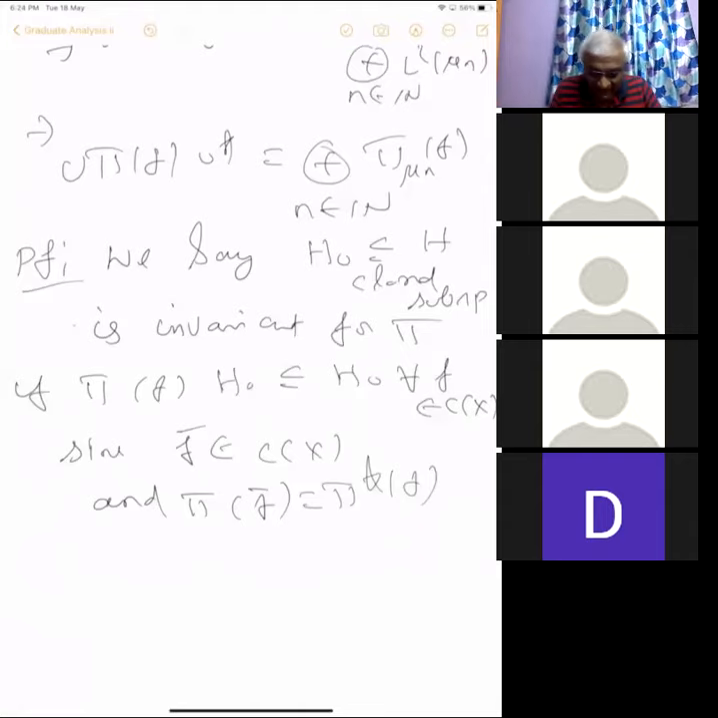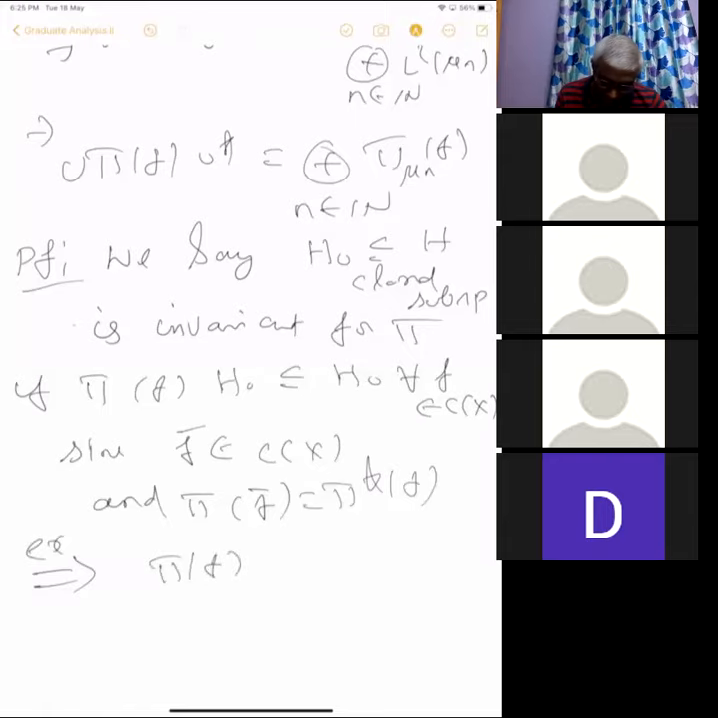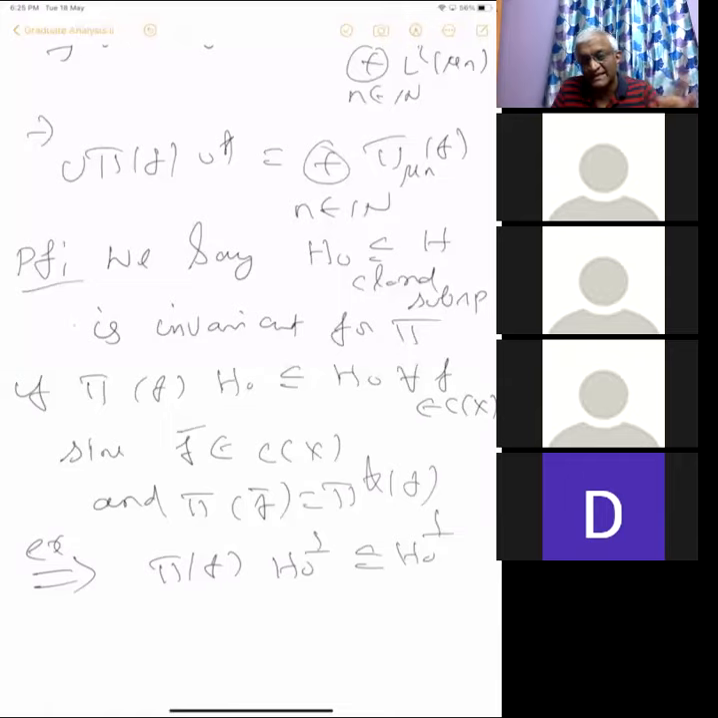Then the star, you can directly just write it, it will be clear. We didn't do it, I believe, but this implies an exercise: pi of f, the perp, H naught perp is also contained in H naught perp. You use the property of the adjoint. If H naught is invariant under some operator t, then H naught perp is invariant under t star. You just write the definition of star and write the whole thing, you will get it.